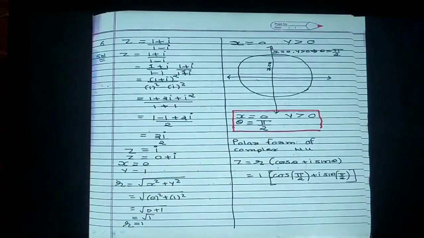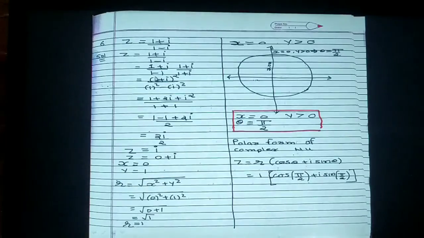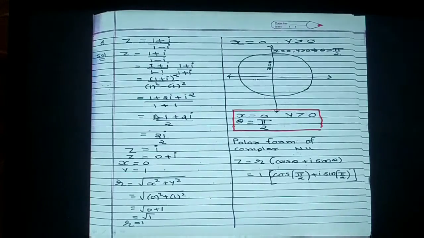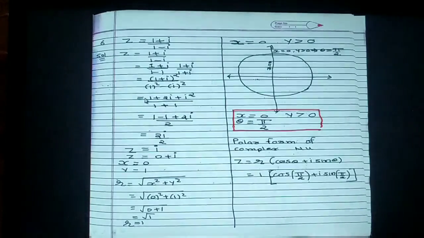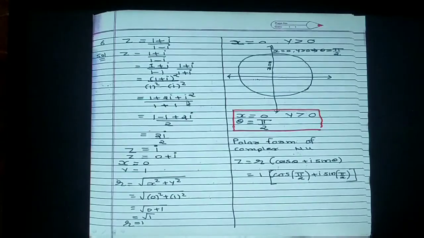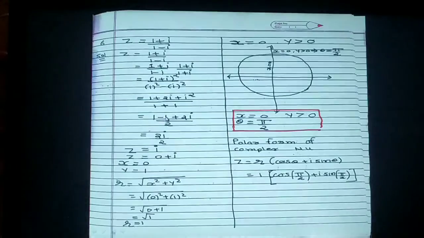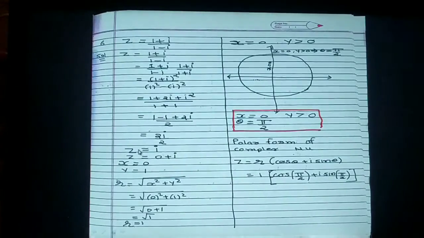In the numerator, 1 plus i into 1 plus i is 1 plus i whole square, and in the denominator it is a minus b, a plus b, so a square minus b square. So 1 square minus i square. Now here we have to simplify with the a plus b whole square formula. It is 1 plus 2i plus i square, a square plus 2ab plus b square, and in the denominator 1 square is 1, i square is minus 1, so minus minus plus 1, 1 plus 1. Now again i square is minus 1, so 1 minus 1 plus 2i, and 1 plus 1 is 2. 1 1 cancel, so 2i upon 2, z is equal to i.